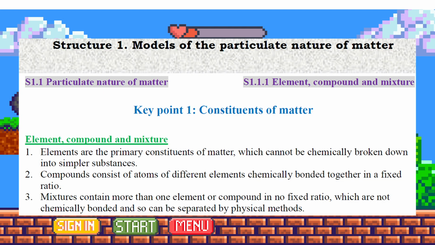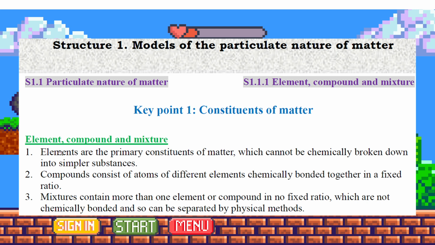So we are on Structure 1, Model of the particulate nature of matter. And then 1.1 is about the nature of matter. Where does the particle come from? Where does the matter come from? We call it the constitution of matter. Constitution is the components of a matter. So we have the concepts elements, compounds, and mixtures. You have heard of them, but now we need to give them a clear definition. And the definition will be released in the next chapter.